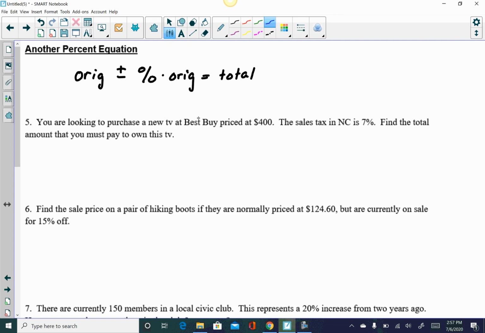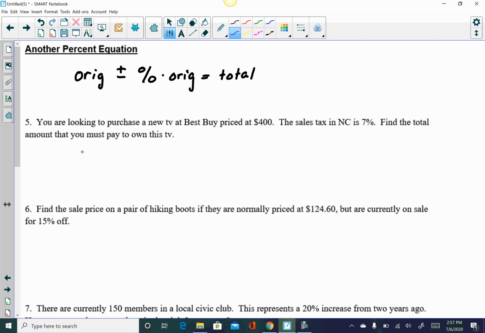So I'm going to do 5, 6, and 7, okay, for these. Usually this particular formula trips people up the most. Looking at number 5, it says you're looking to purchase a new TV at Best Buy priced at $400. Sales tax, of course, in North Carolina is 7%. They want us to find the total amount that you have to pay to own this particular TV.